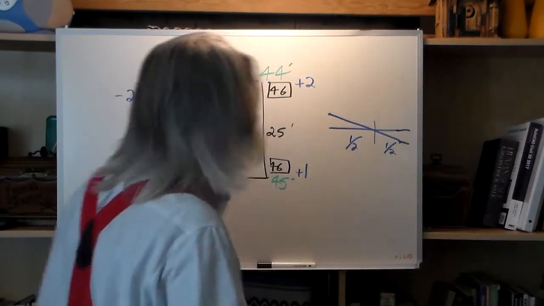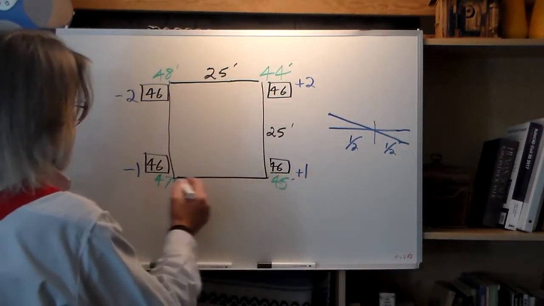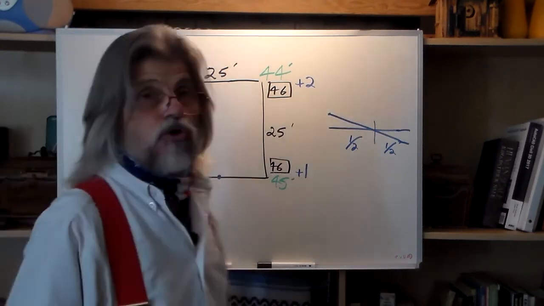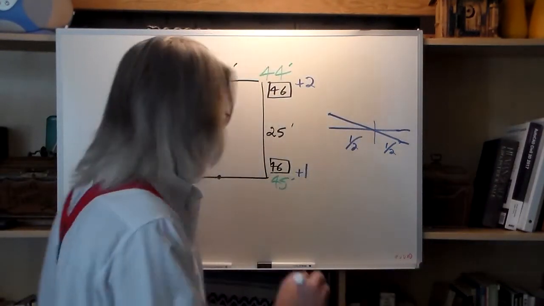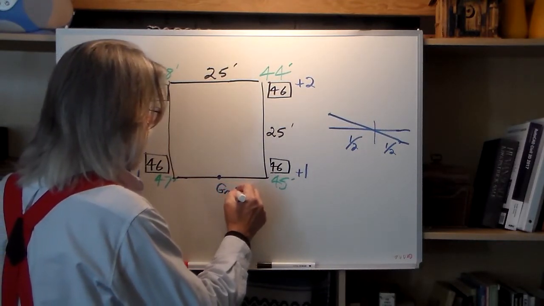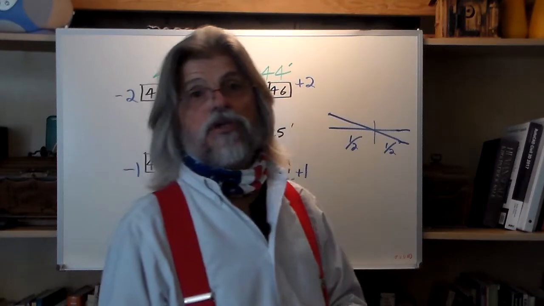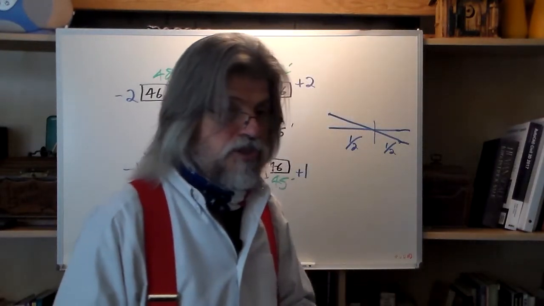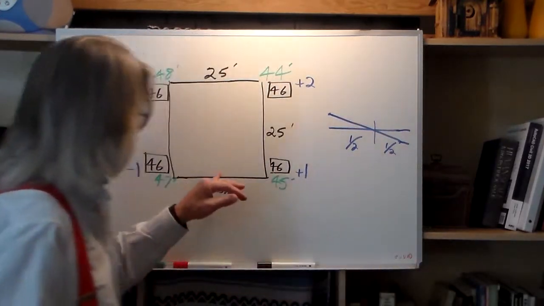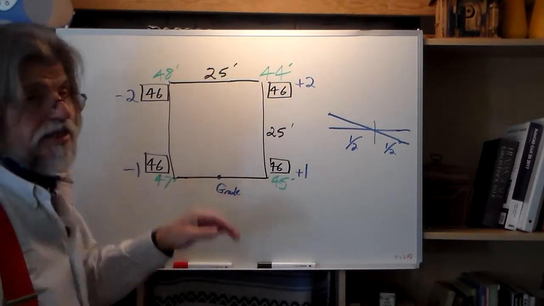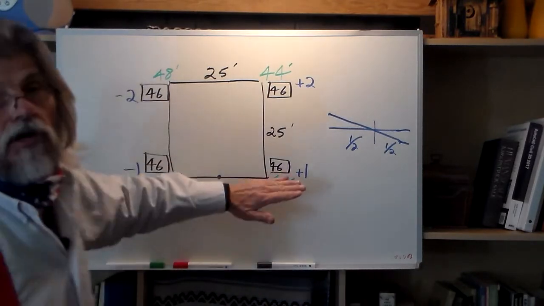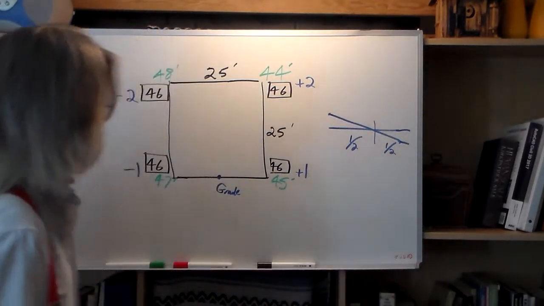Half and half. What that means is that halfway down this line, there's going to be a point. It's going to be the grade point. We're going to call that the grade point. Now, grade is a term that we use to describe something that is at the proper elevation. And this is the grade point. That is the transition point between a cut section over here and a fill section over here.